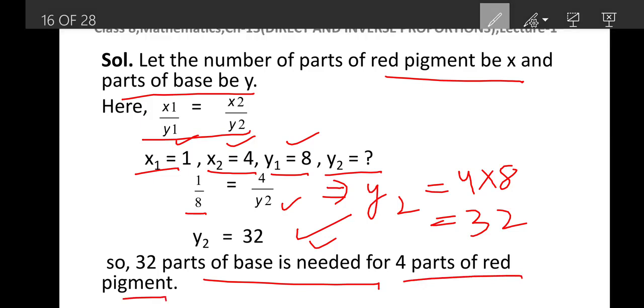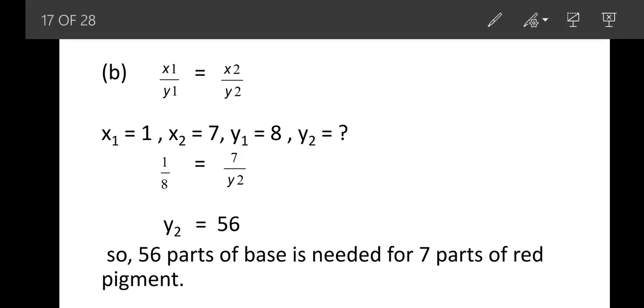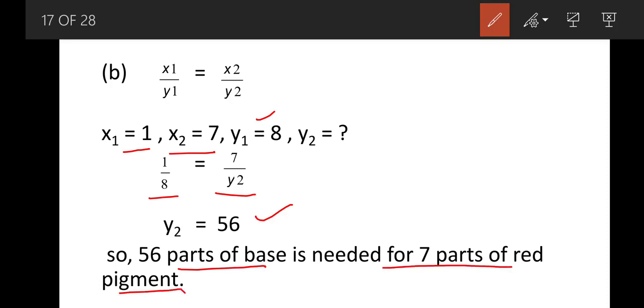y2 is 32. Now here, what I have done is I have written x2, y2 everywhere. You can write x3, y3, x4, y4, x5, y5, like I told you in the first slide. So x1 over y1 is equal to x2 over y2. Ideally it should be x3, y3, or you can write in this manner also. So x1 is 1. I am comparing every ratio with the very first ratio, that is 1 over 8. So y1 is 8, is equal to x2, I am taking 7. y2 is unknown, so y2 will be 7 into 8, that is 56. So 56 parts of base is needed for 7 parts of red pigment.